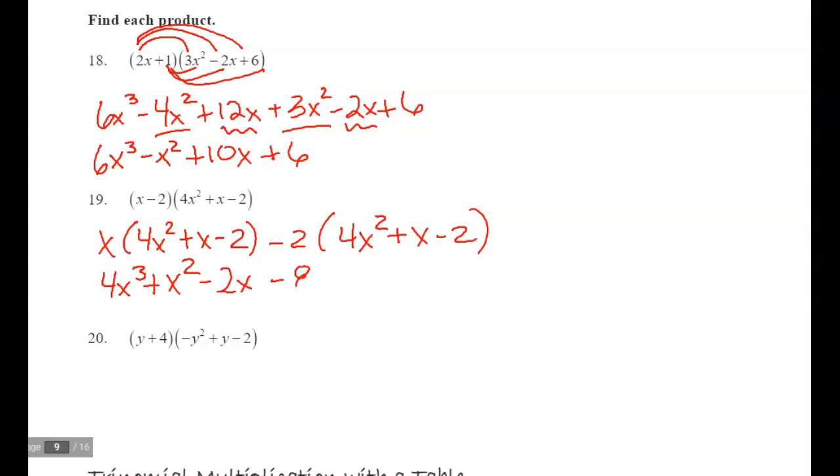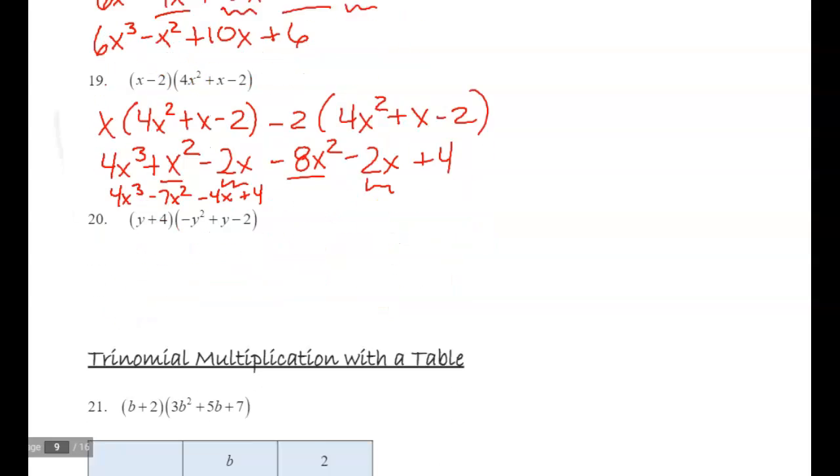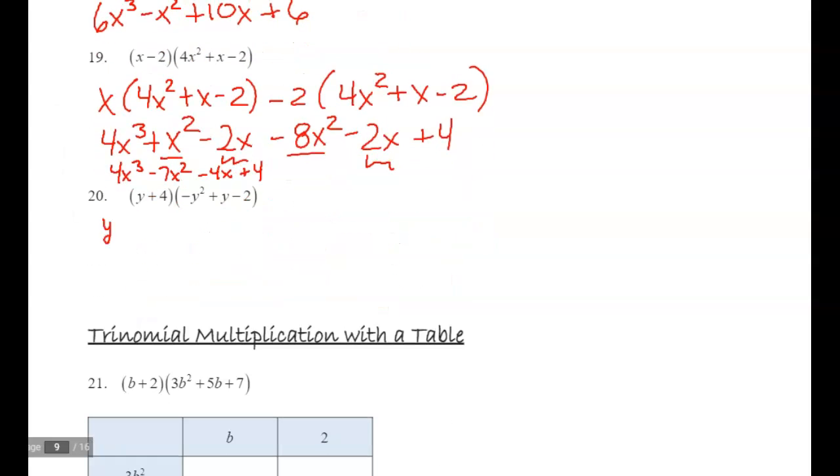Over here, I have negative 8x squared minus 2x, because I'm taking this negative 2 and multiplying it through. And negative 2 times negative 2 is positive 4. Combine my x squareds. Combine my x's. And I'm left with 4x cubed minus 7x squared minus 4x plus 4. That is the way to do it, so that's how I'm going to do this next one. It's the best way because, again, of what we're doing next week.